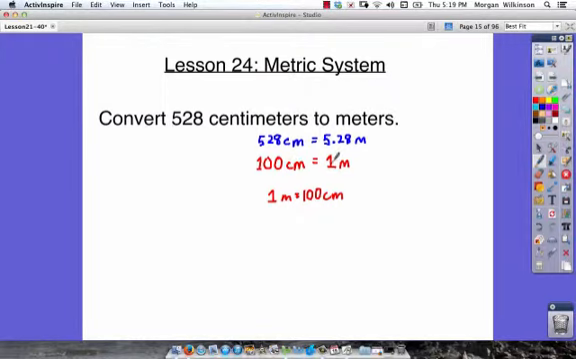When we work with the metric system, it's nice because we work in powers of 10. For centimeters to meters, well, we have 100 centimeters in 1 meter. Notice, meter has an abbreviation of a lowercase m. Let's look at our next problem.